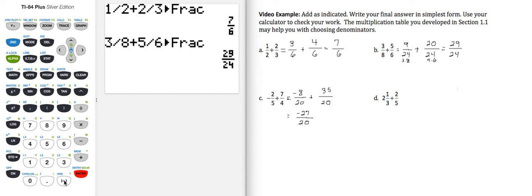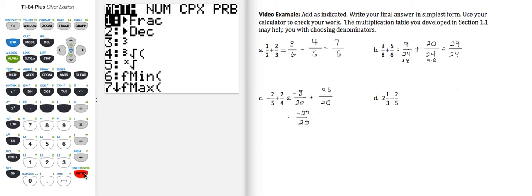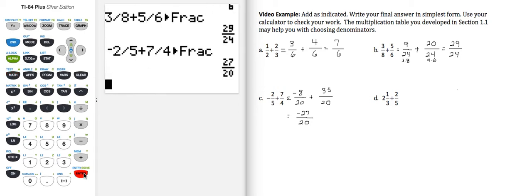Again, let's check on our calculator. -2/5 plus 7/4. Final result as a fraction. Enter. Confirms.